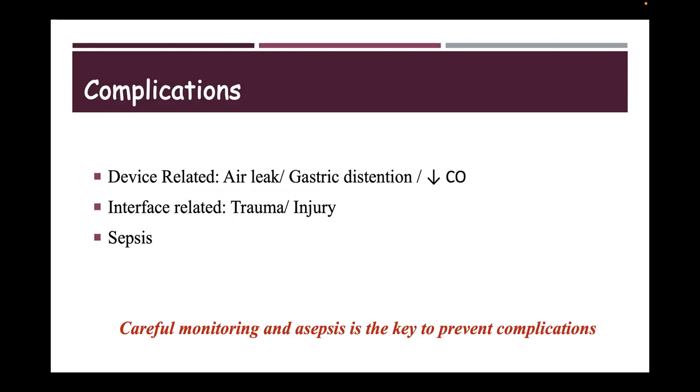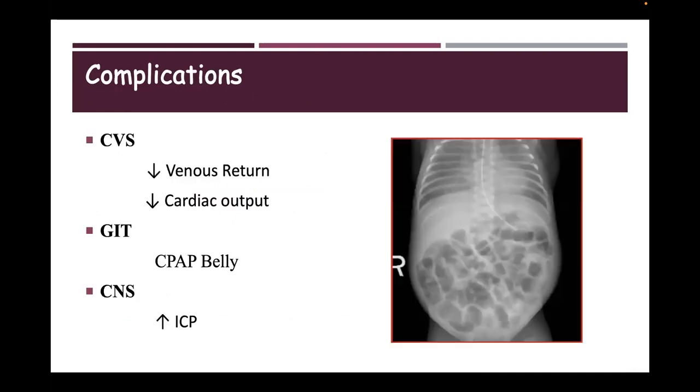Now, the complications with the CPAP are usually related to the interface, that is, nasal injury is the most common. Then all babies who receive oxygen, whether it is CPAP or any other mode, should have an OG tube in place, so that whatever gas is going to the stomach is vented off. Otherwise, it causes abdominal distension, which is also known as CPAP belly. Then if we give high pressures, as already discussed, there can be increased intrathoracic pressure, leading to decreased cardiac output.